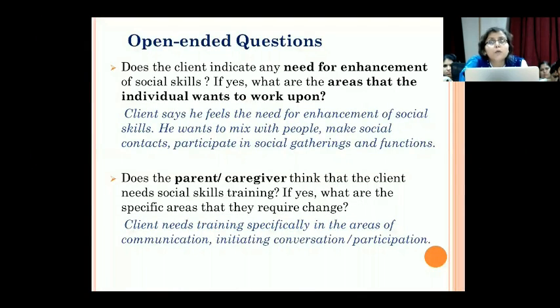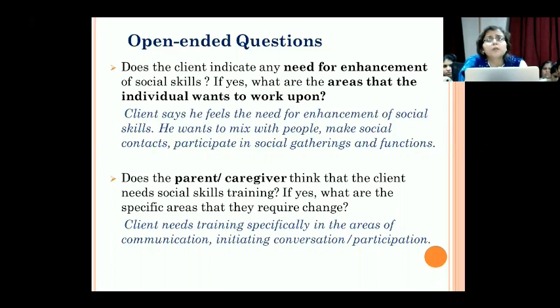So moving on to the open-ended questions. There are a few of the questions and the responses which we generated from the assessment. The first question: does the client indicate any need for enhancement of social skills? If yes, what are the areas that the individual wants to work upon? The client says that he feels a need for enhancement of social skills, specifically that he wants to mix with other people, make social contacts, and participate in social gatherings and functions.